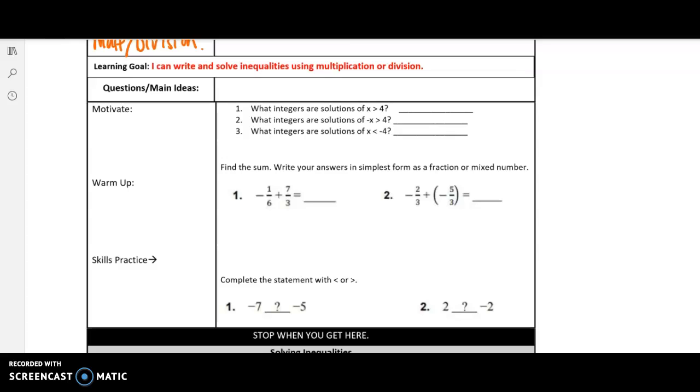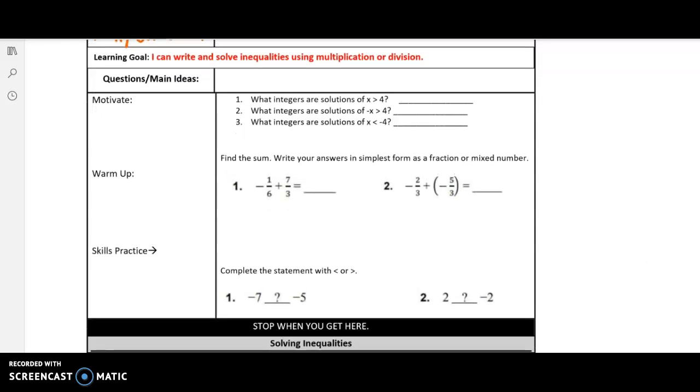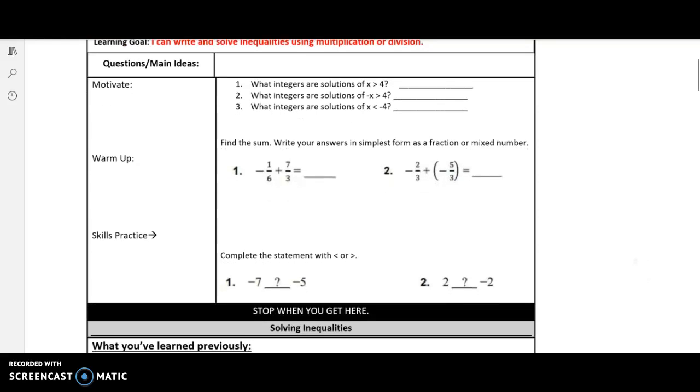So the warm-up we're going to go over in class on Thursday. Yep, Thursday. So this should be completed when I come around to check your notes. However, we are going to go over the answers on Thursday.